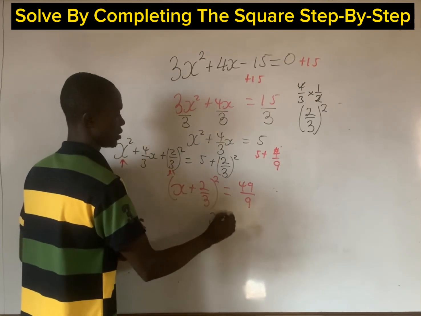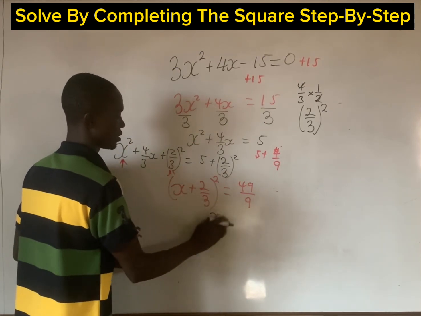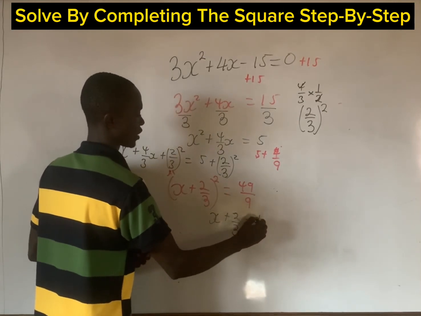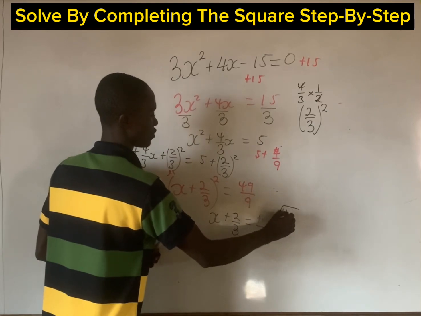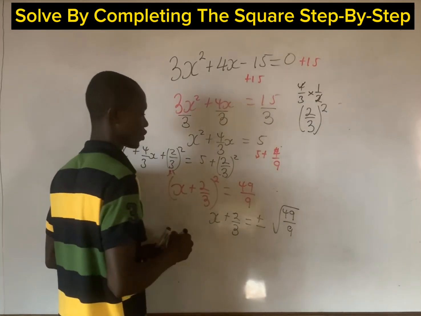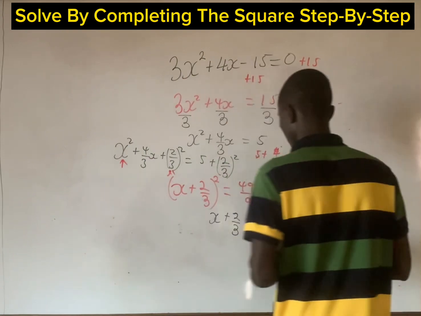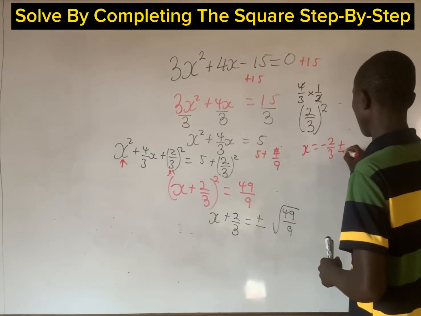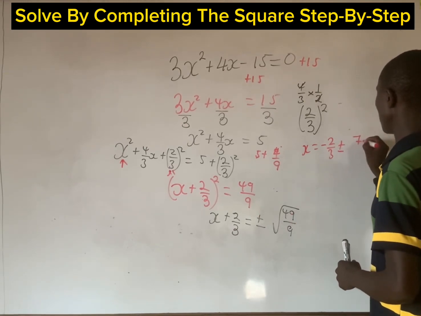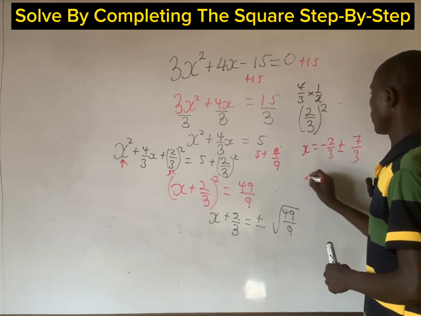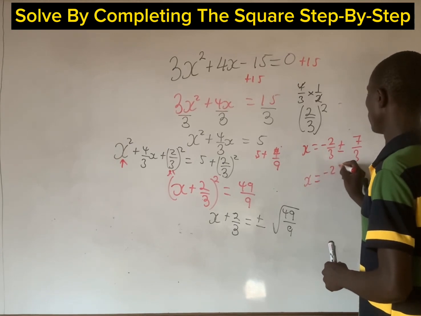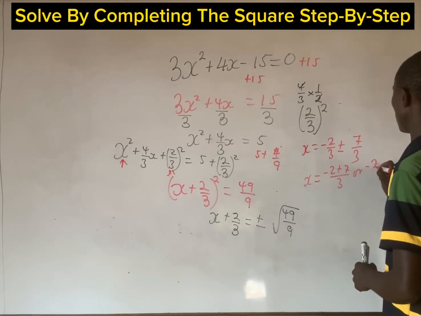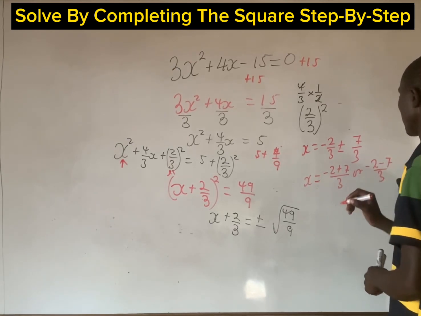So this will give us x plus 2 on 3 equals plus or minus the square root of 49 divided by 9. So we are going to have x equals negative 2 on 3 plus or minus the square root of 49, which is 7. The square root of 9 is 3. So we have x equals negative 2 plus 7 on 3 or negative 2 minus 7 on 3.